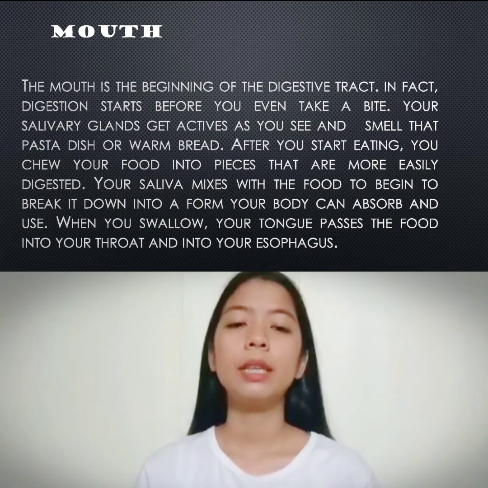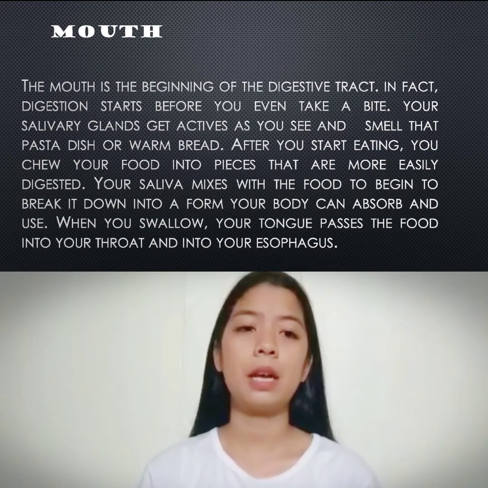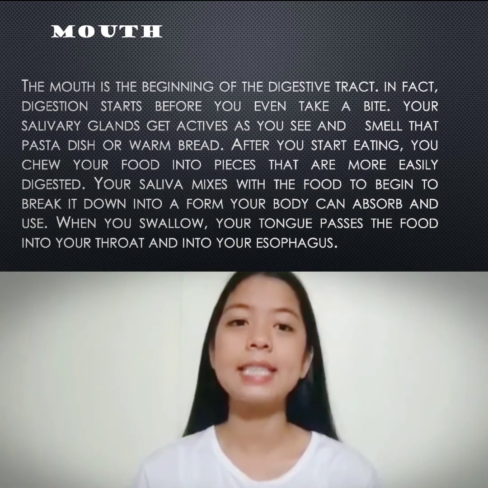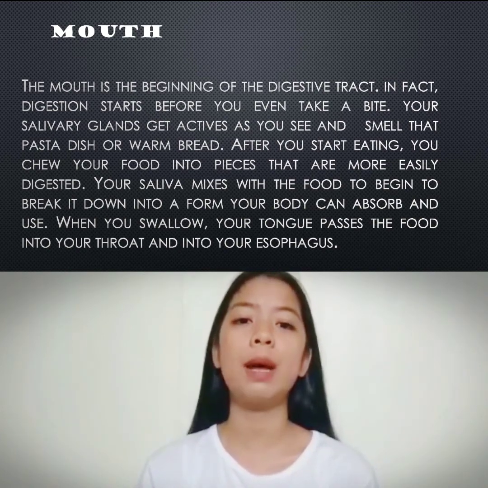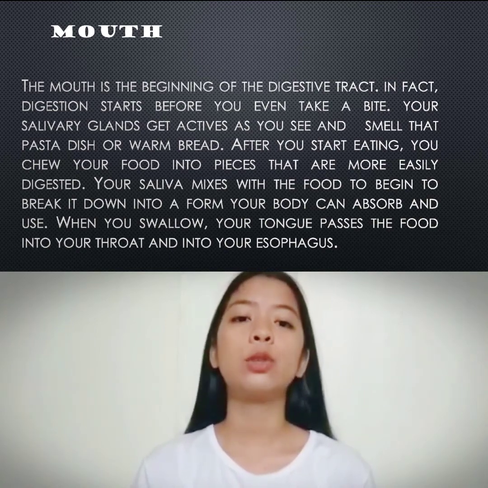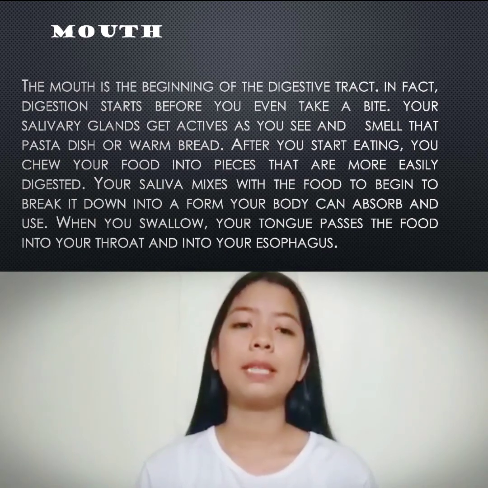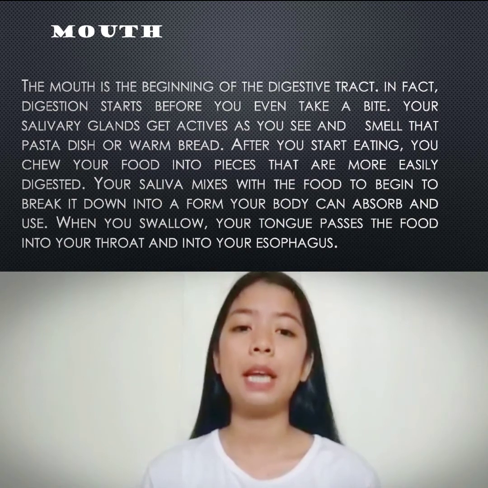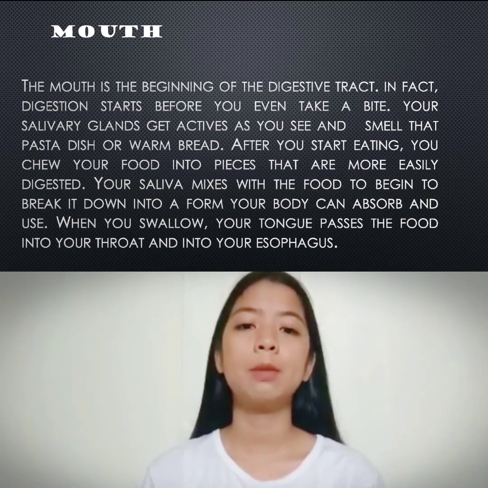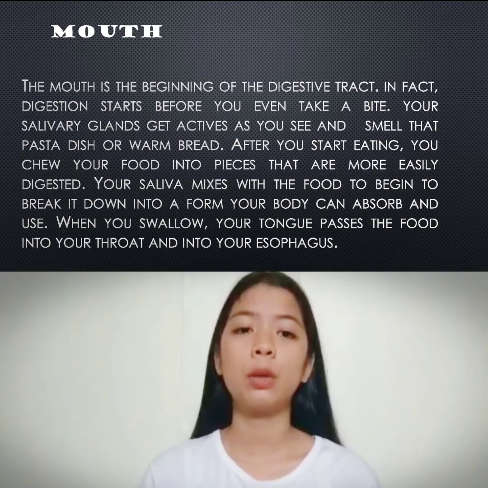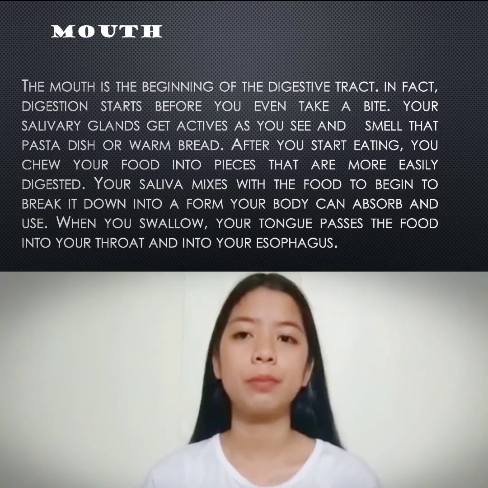Next is the mouth. The mouth is the beginning of the digestive tract. In fact, digestion starts before you even take a bite. Your salivary glands get active as you see and smell that pasta dish or warm bread. After you start eating, you chew your food into pieces that are more easily digested. Your saliva mixes with the food to begin to break it down into a form the body can absorb and use. When you swallow, your tongue passes the food into your throat and into your esophagus.